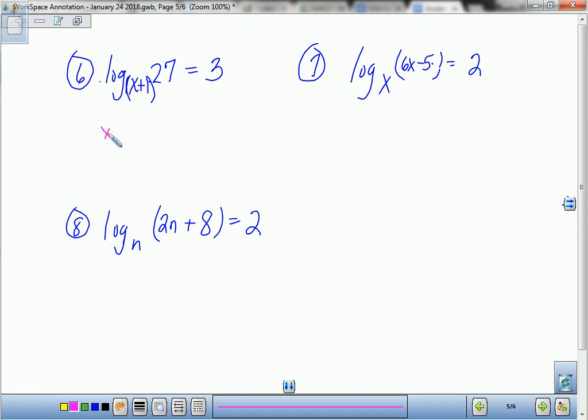So the base is x plus 1. The exponent is 3. It equals 27. Do you see? You might just see that 3 cubed is 27. But if we took the cube root here, we get x plus 1 equals 3, so x is 2.